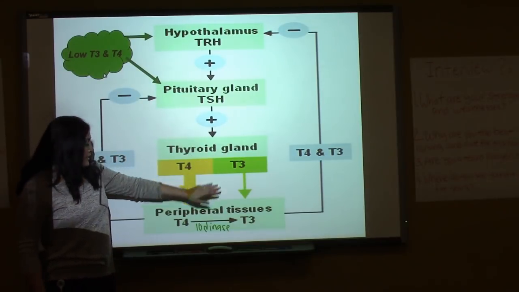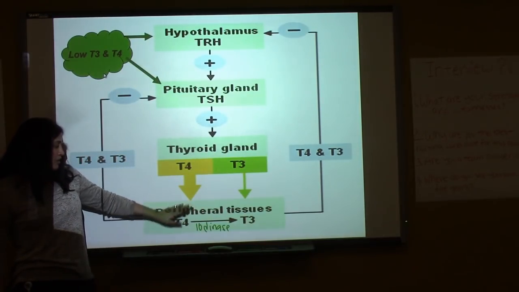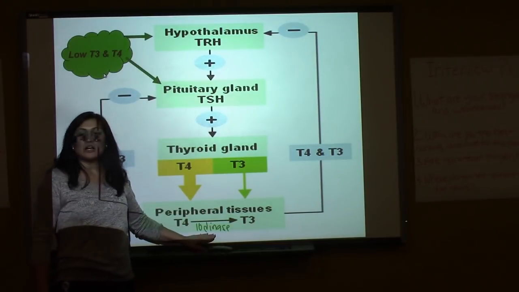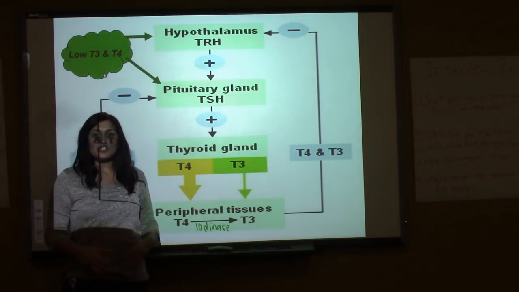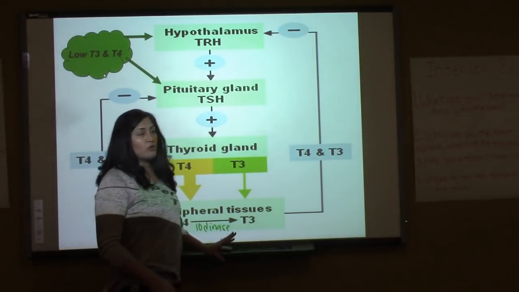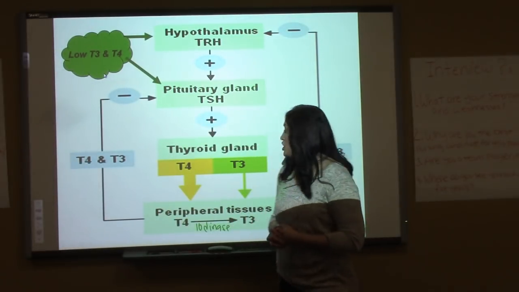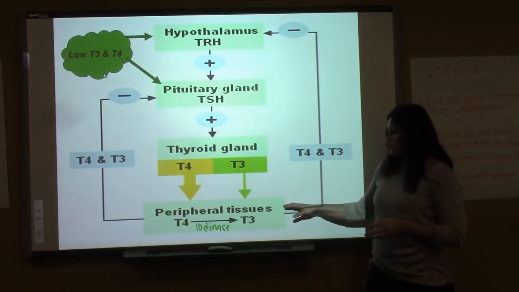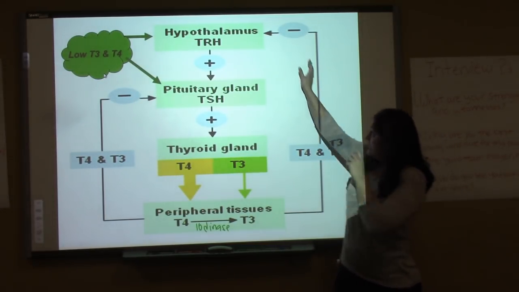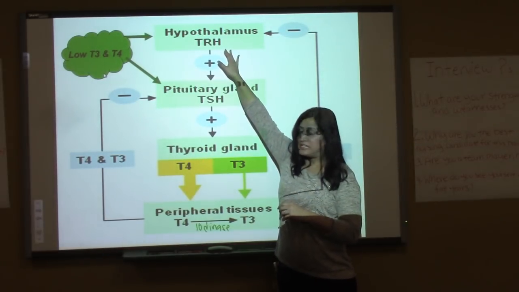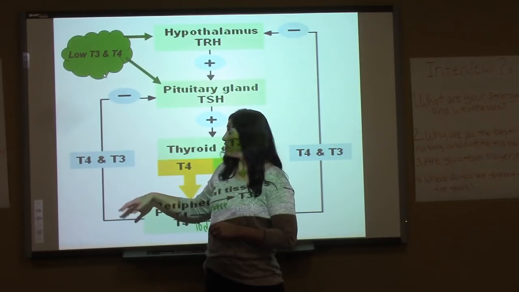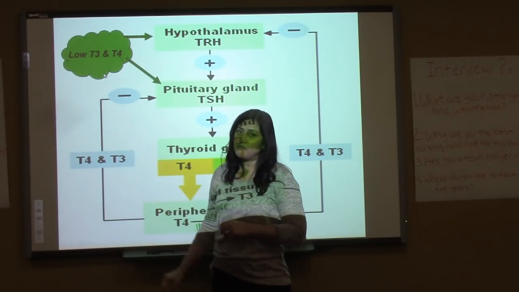So any hormone that arrives at the peripheral tissues, the T4 is converted back into T3 via iodinase, because our peripheral tissues are unable to utilize T4. Now, of course, T3 and T4 have to control their own production. As soon as T3 and T4 levels start to rise, they go back and inhibit the hypothalamus from releasing TRH. They also inhibit the anterior pituitary gland from releasing TSH.